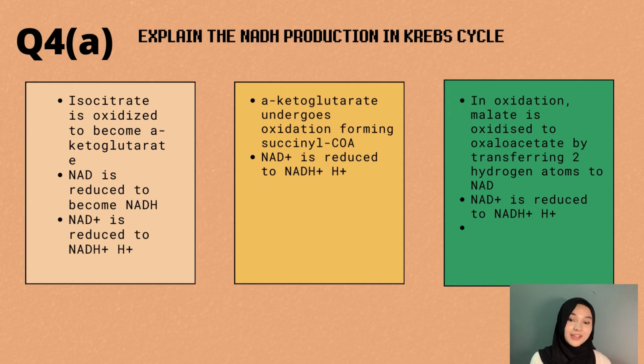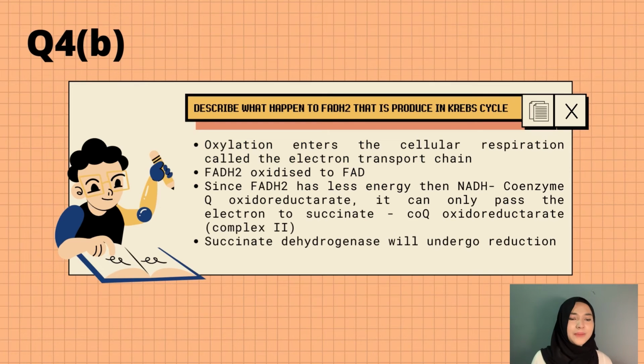And now, let's quickly move to question 4b. Describe what happens to FADH2 that is produced in the Krebs cycle. The points are oxidation in cellular respiration, which halts the electron transport chain. FADH2 is oxidized to FAD, dihilang hydrogen. That's why it becomes FAD.